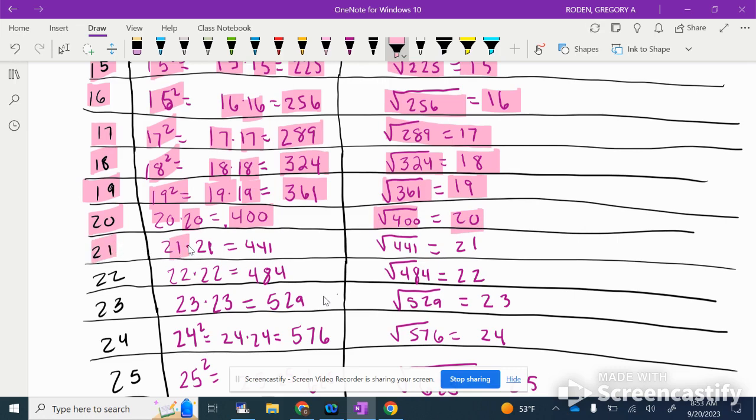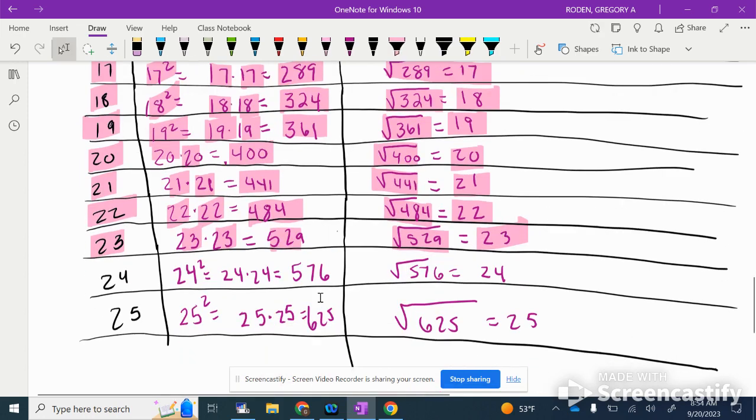21 squared is 21 times 21. 21 times 21 is 441. The square root of 441 is 21. 22 is 22 times 22, which is 484. The square root of 484 is 22. 23 is 23 times 23. 23 times 23 is 529. Square root of 529 is 23.